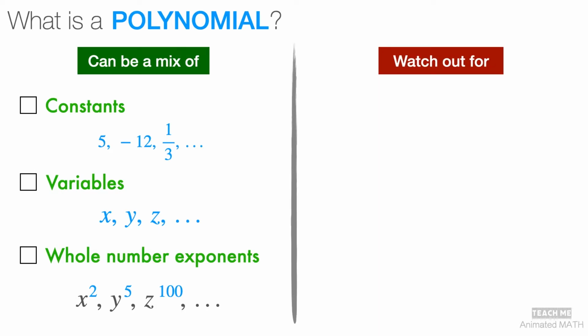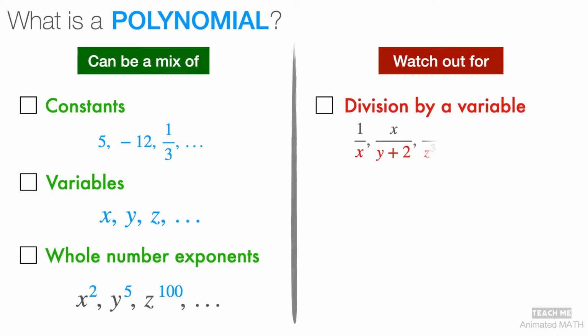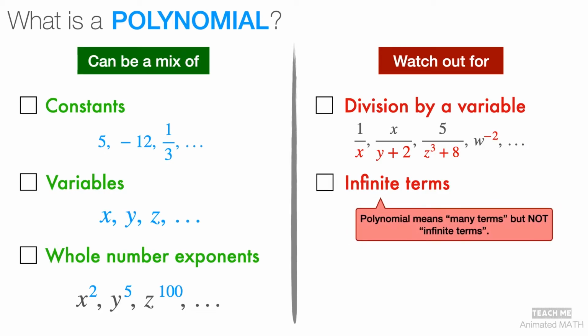A polynomial cannot have division by a variable. If you think about it from the laws of exponents, division by a variable is equivalent to having a negative exponent. Also, polynomials mean many terms, but not infinite terms. This is important to remember, just in case your teacher throws you a trick question. So in short, polynomials can have constants, variables, and exponents, but they can't have division by a variable and infinite terms.